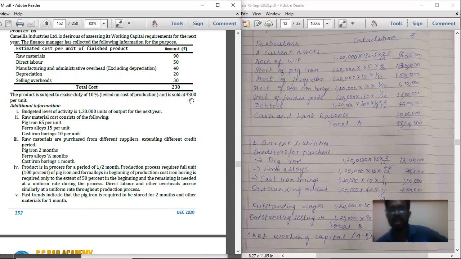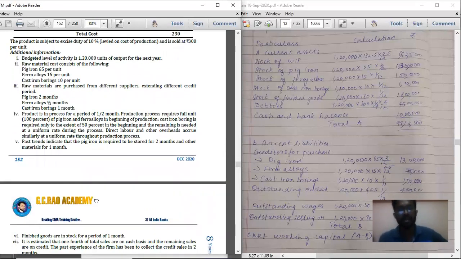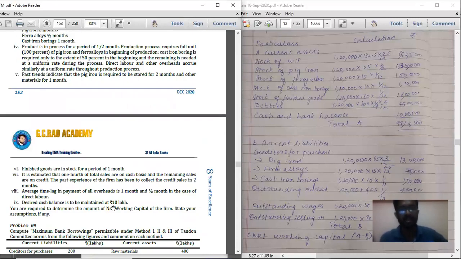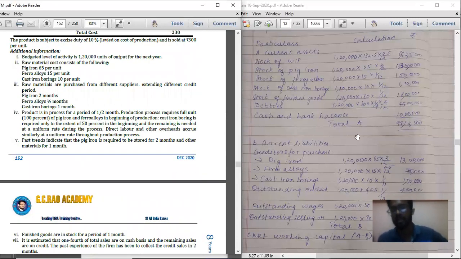And below that, last one, cash and bank balance. They have clearly mentioned the desired cash balance is 10 lakhs. So in respect of that cash and bank balance, in the amount column, 10 lakhs.